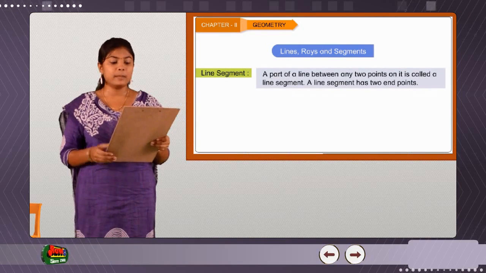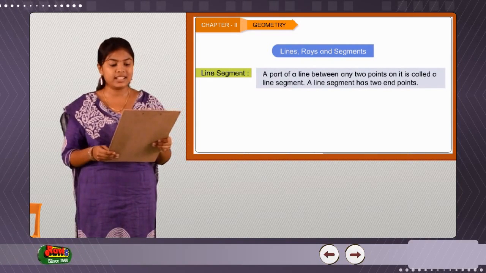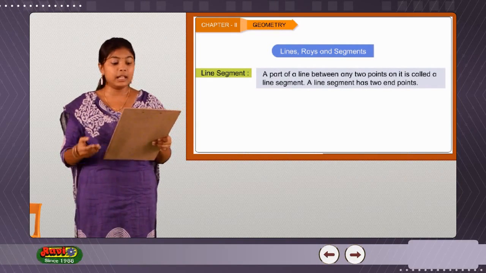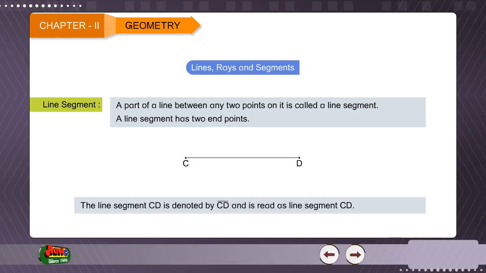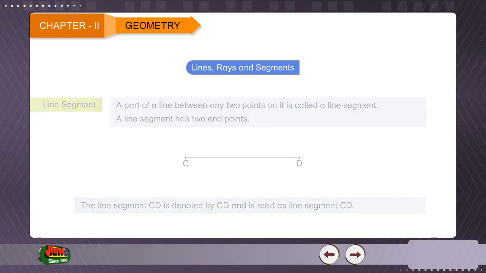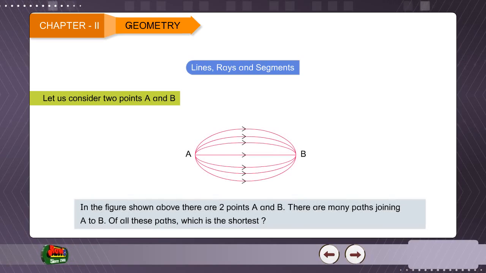Line segment. A part of a line between any 2 points on it is called a line segment. A line segment has 2 endpoints. The line segment CD is denoted by CD and is read as line segment CD. Let us consider 2 points A and B. In the figure shown above, there are 2 points A and B. There are many paths joining A to B. Of all these paths, which is the shortest?